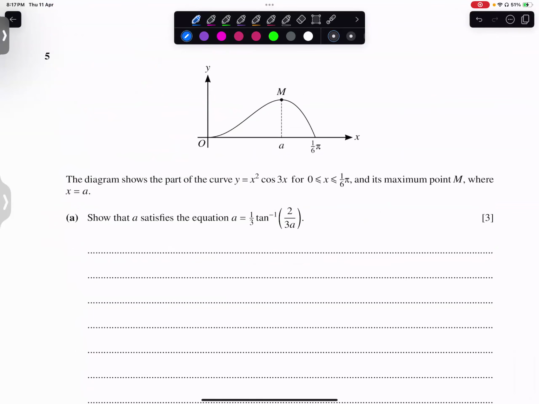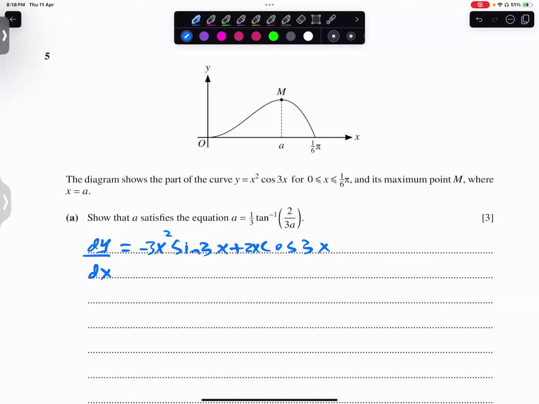The diagram shows part of the curve and its maximum point at M, where x is equal to a. Show that a satisfies the specific form. So let's first of all take the derivative of this. Derivative of y will be first function as it is, derivative of second will be minus sine 3x times 3, and then plus second function as it is, cos 3x as it is, derivative of x square will be 2x.